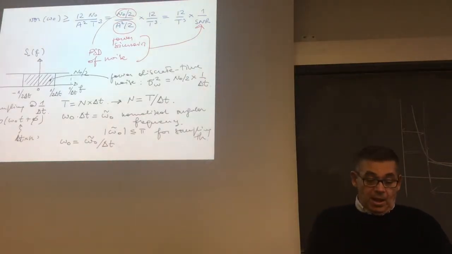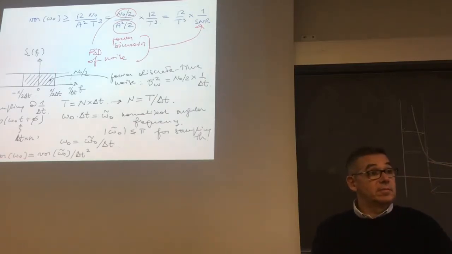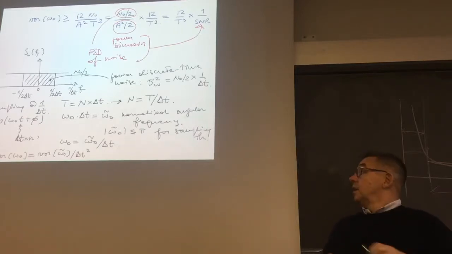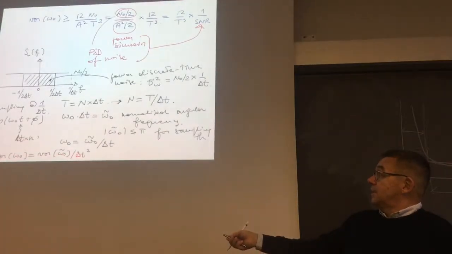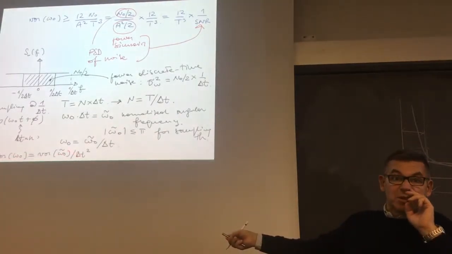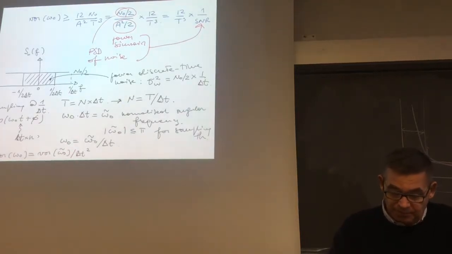Now, what does it mean, the variance of omega 0? The variance of omega 0 is equivalent to the variance of omega 0 tilde divided by delta t squared. Because omega 0 is omega 0 tilde divided by delta t, then the variance of omega 0 is the variance of omega 0 tilde divided by delta t squared, which is the sampling interval. Okay, let's put all these together.